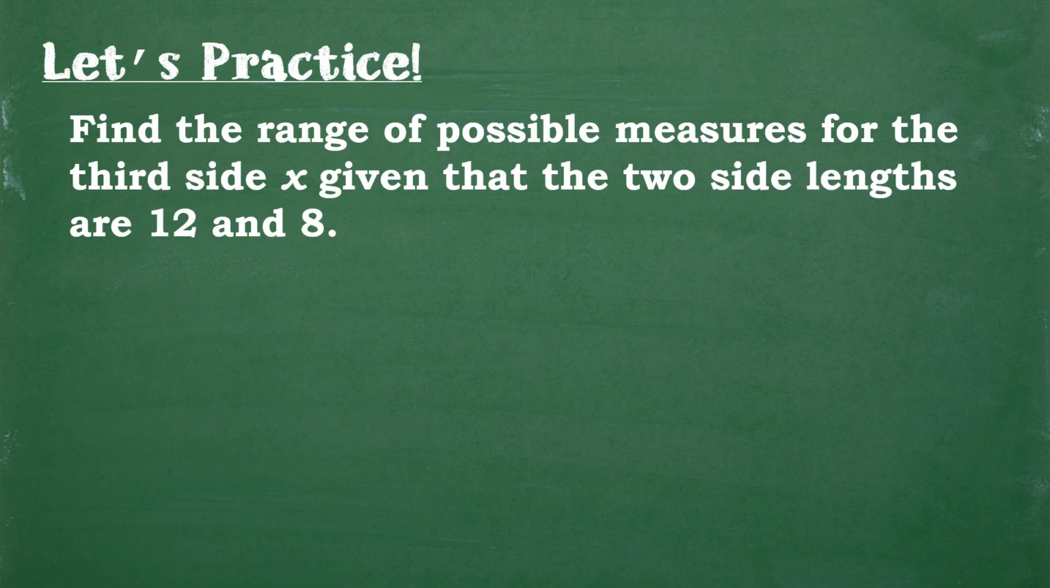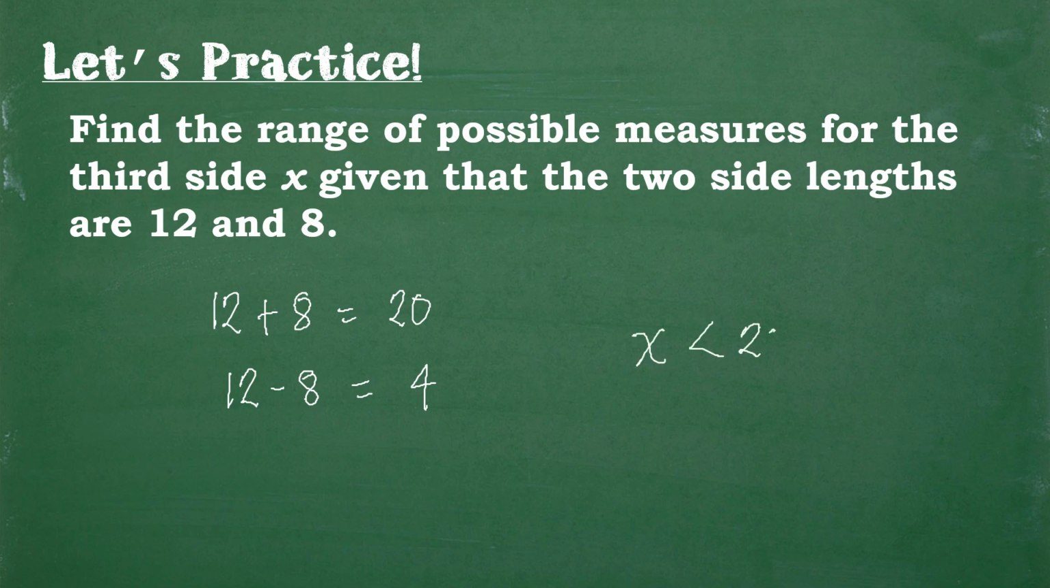In the second example, let's again look at this. Find the range of possible measures for the third side x given that the two side lengths are 12 and 8. So we can just simply add and subtract. We have 12 plus 8, that is equal to 20. And then 12 minus 8, that is equal to 4. So our range would be that x is less than 20, but greater than 4.